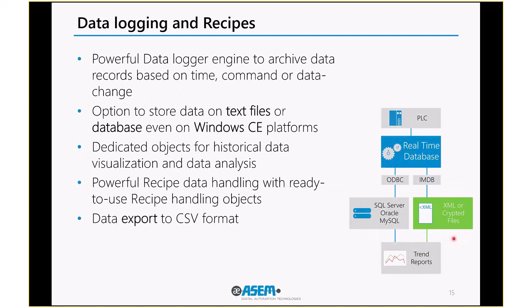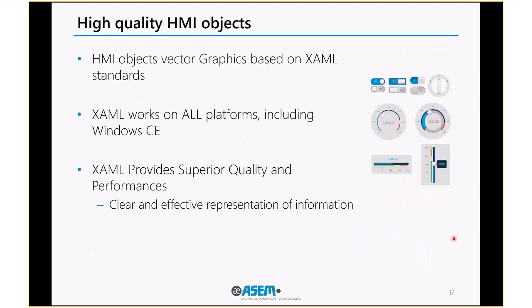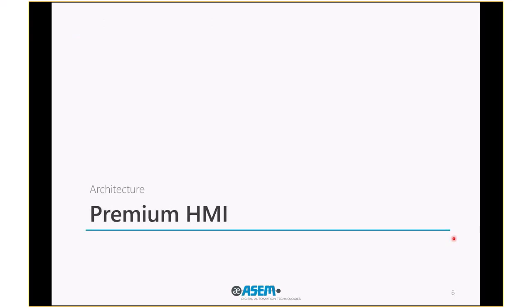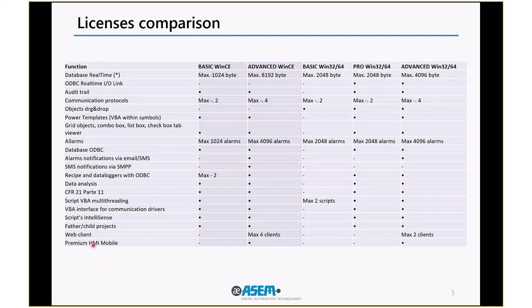Let me go back to the slide with the licenses. You should see here alarm notification via email and SMS. In case of a Windows CE unit, it is supported by the advanced license, for instance. So if you need to notify upon an alarm, then you need the advanced license.